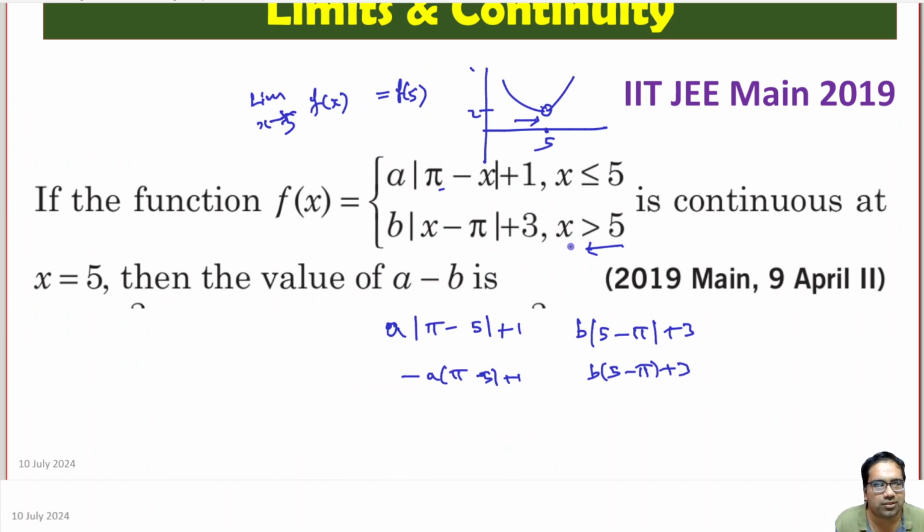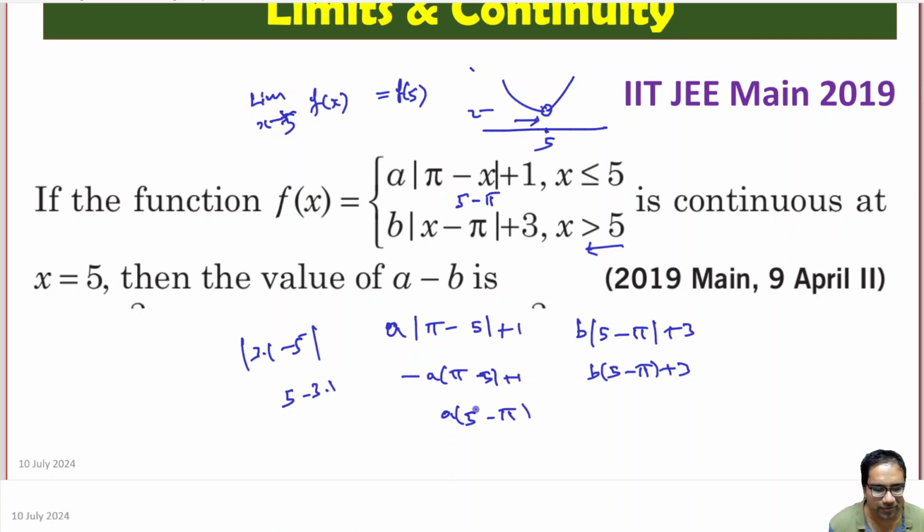Very, very basic problem. We just need to equate these two expressions. And the only thing we should take care of is that instead of pi minus 5, it becomes 5 minus pi because of the absolute value. That is the only thing that we have to take care of.